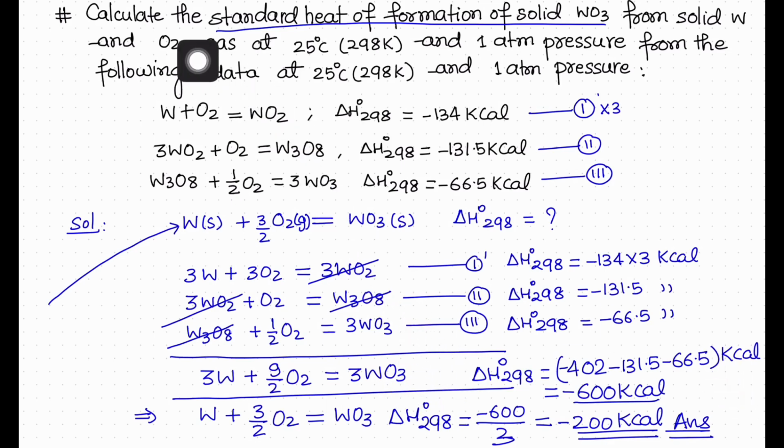So the standard heat of formation of solid tungsten trioxide will be minus 200 kilocalorie at 25 degrees centigrade and 1 atm pressure.